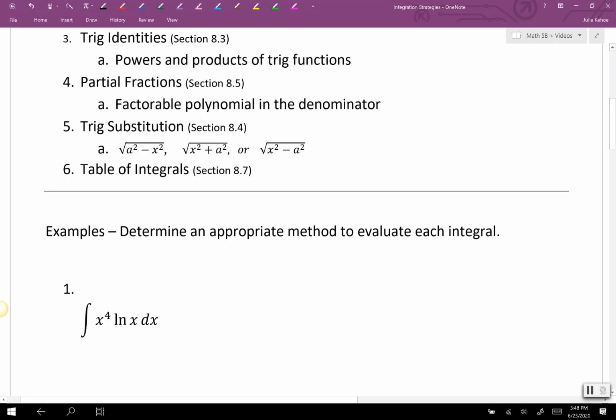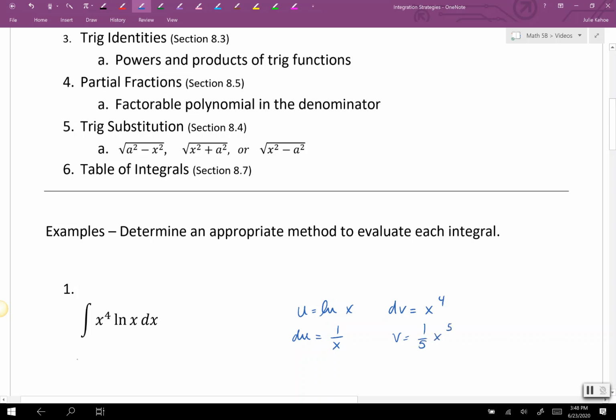And so I start going down my list and I think, well, it is a product of two functions. Could this be integration by parts? And in fact, it could be. If I let u equal the natural log, that's usually my first choice for a u, and dv equal x to the fourth, then du would equal 1 over x, and v would equal 1/5 x to the fifth.